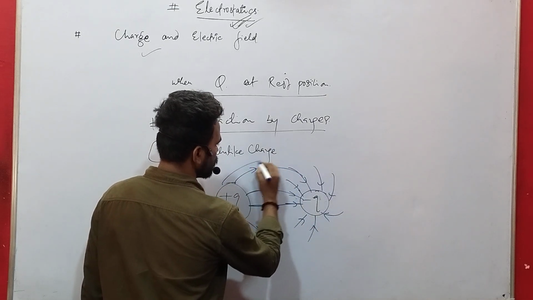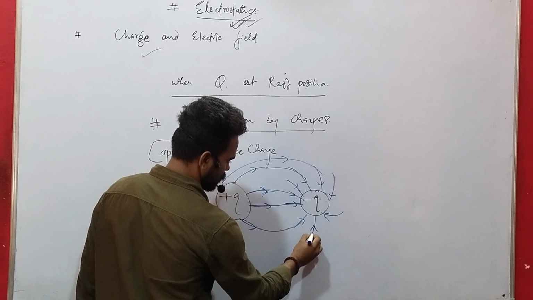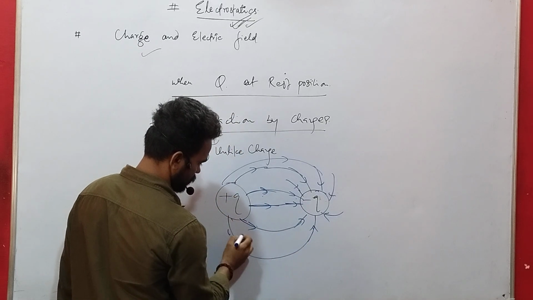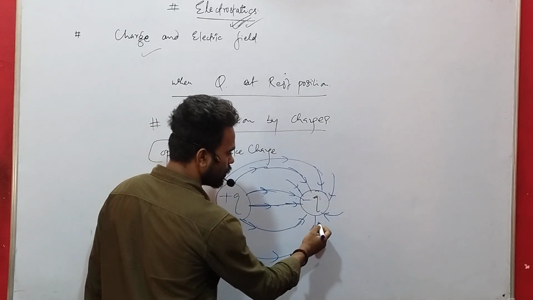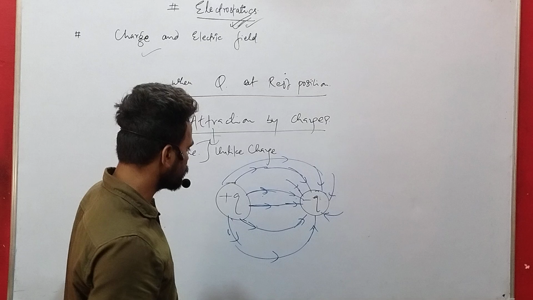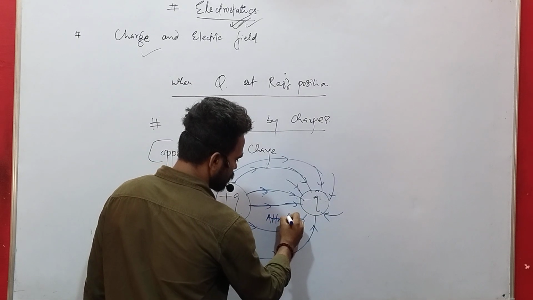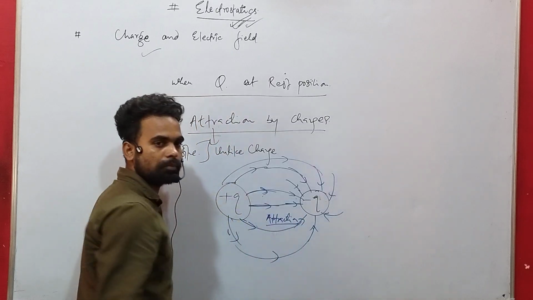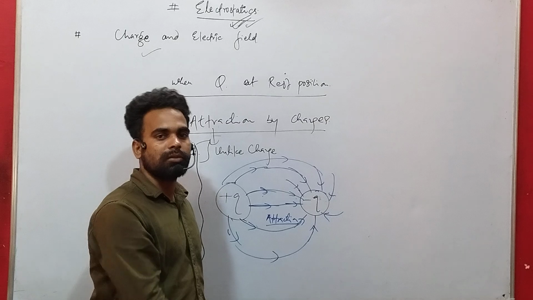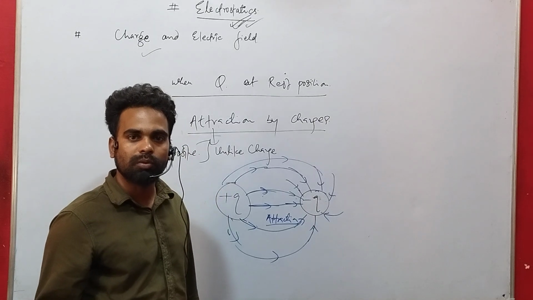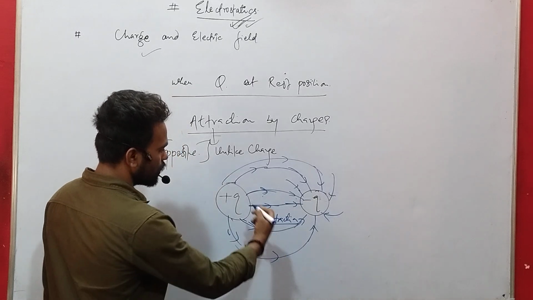We can join the electric field lines to each other. Here the outward direction electric field, here the inward direction of electric field. This shows the attraction force between them. This attraction force is studied in Coulomb's law. F equal to K Q1 Q2 by R square. This formula is known as Coulomb's law.